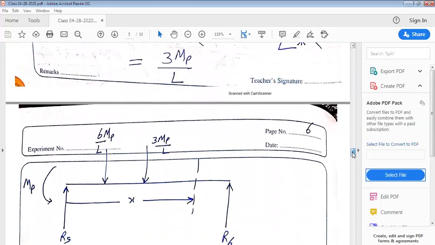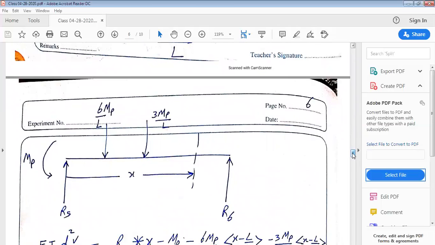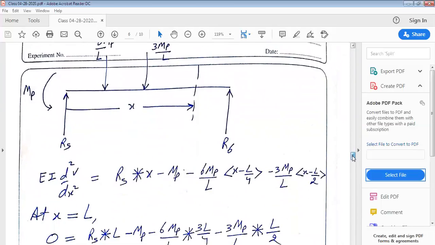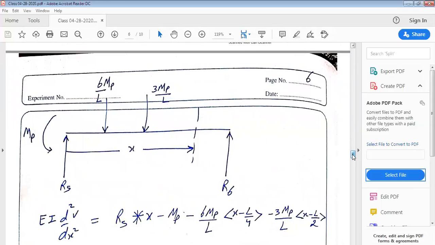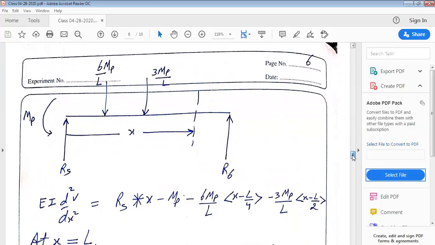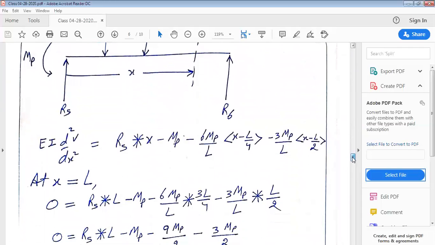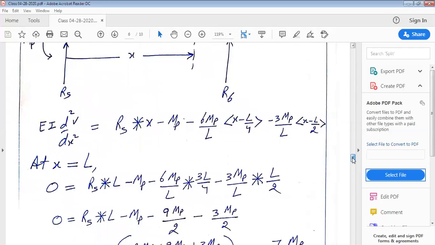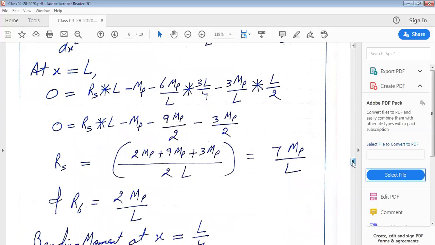Now let us find out the reactions R5 and R6 of the free body diagram. Using the deflection equation, EI d square V by dx square equal to R5x minus MP minus 6 MP by L bracket start x minus L by 4 bracket close minus 3 MP by L bracket start x minus L by 2 bracket close. And at x equal to L, we get 0 equal to R5L minus MP minus 6 MP by L into 3L by 4 minus 3 MP by L into L by 2. And this gives us the value of R5 as 7 MP by L and R6 as 2 MP by L.